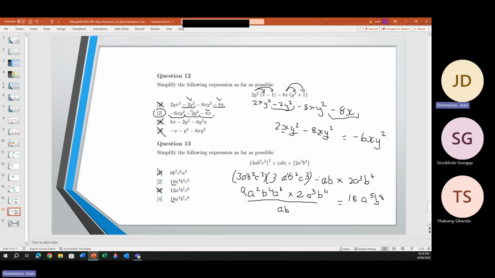And then we have C to the power of 6. There's only that one of them. And still remember we divide by AB. But at the moment, what we can also see at the top is, so we've got the 18 and we've got a C to the power of 6 that is also not at the bottom.